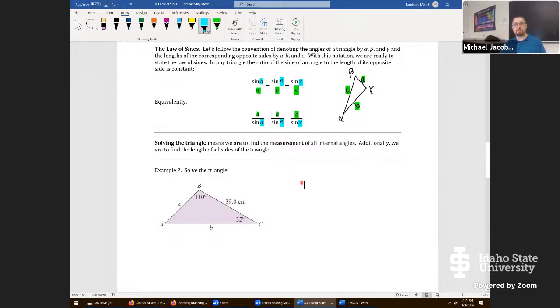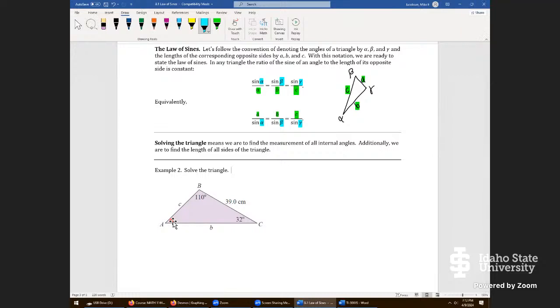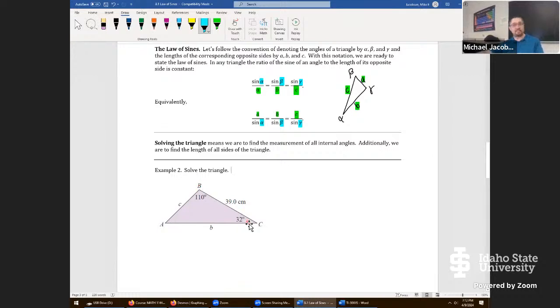Okay, example 2 says solve the triangle. And here's the notice of what we mean by that. When it says solve the triangle, it means we want to find the angle measurement of all angles, interior angles to that triangle. And we also want to find all the side lengths. So this triangle has interior angles 32 degrees, 110 degrees. Any volunteers for how we would get to that angle right there? Add them together and subtract 180. Exactly. Over Zoom and in class as well, it's all about the sum of those angles is 180. So you just subtract these two.